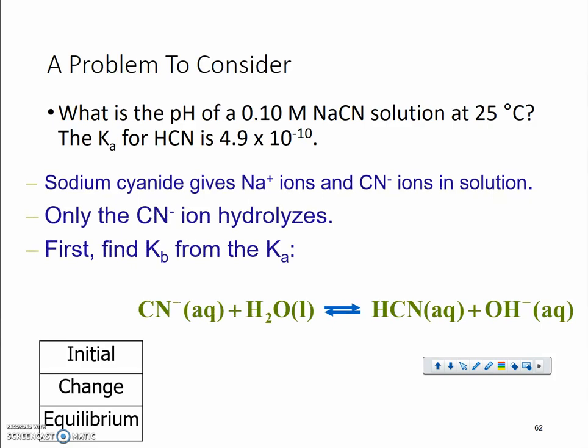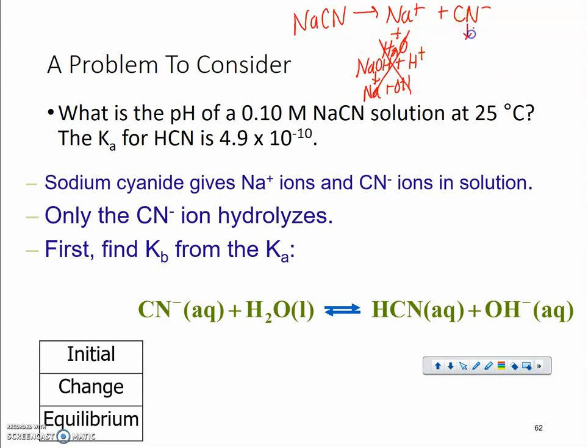Okay. So if we were to look at this, Na plus water is going to form NaOH and H plus. NaOH is then going to break apart, so there's no reaction that happens. But CN minus plus water does have a reaction. It forms HCN plus OH minus. So that's the reaction we care about.